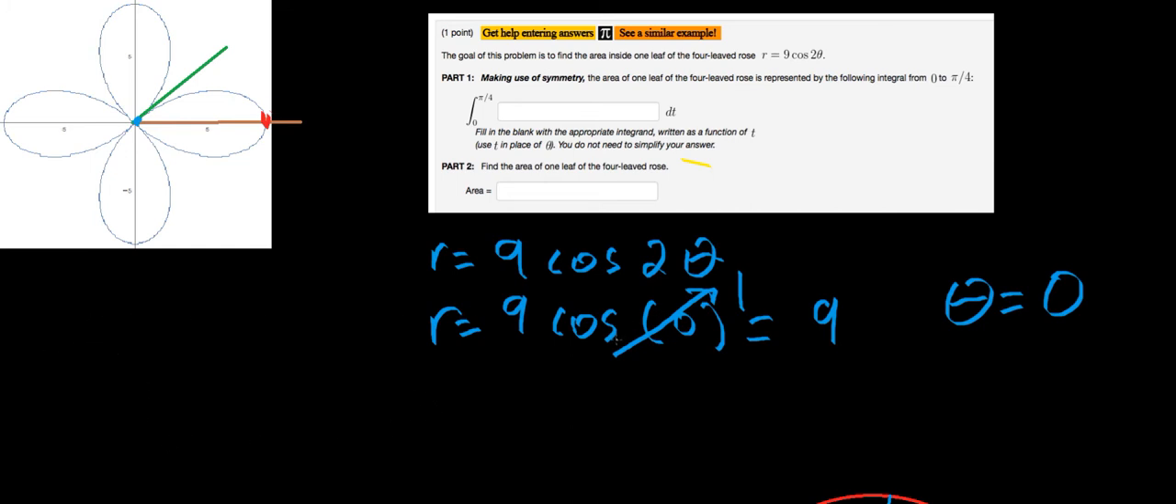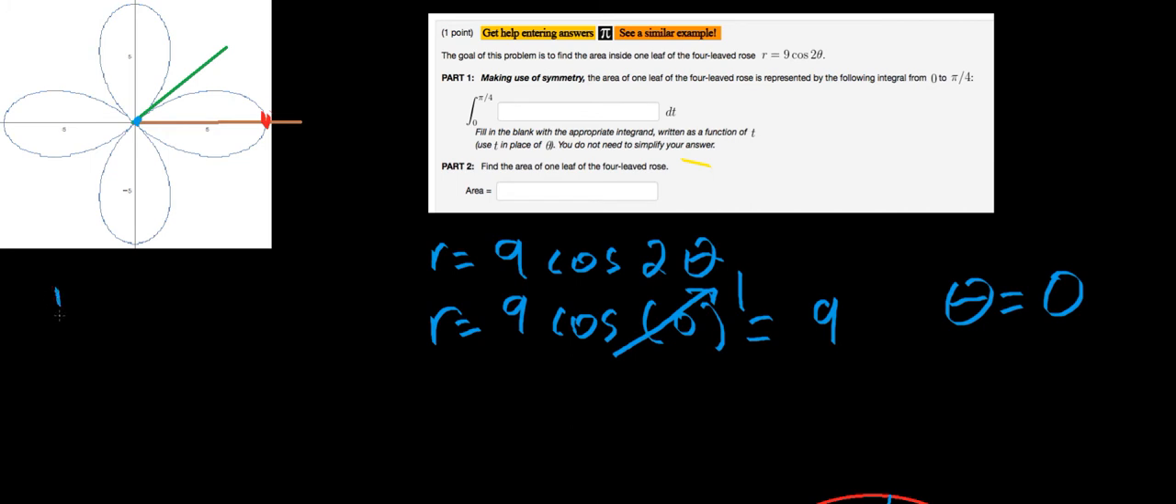Well, cosine in this first quadrant here, cosine of something is 0 when that something equals pi over 2, because it's a vertical line. So 2 times something has to equal pi over 2, and 2 times pi over 4 happens to equal pi over 2, and that will zero out our entire term.